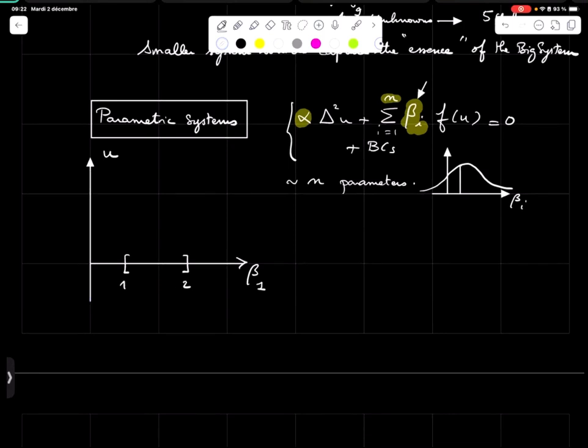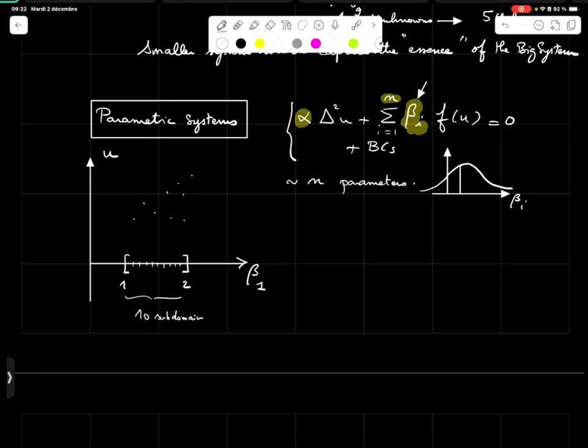And then now you're going to have some solutions. You need to split the domain between 1 and 2 into subdomains. Let's say 10 subdomains. And then what you're going to do is compute for each one a value, and then another, and another, and another, and so on, until you have 10 of those values. And then it's going to give you some solution, u, as a function of beta 1.